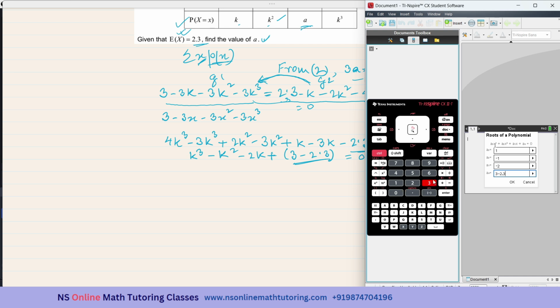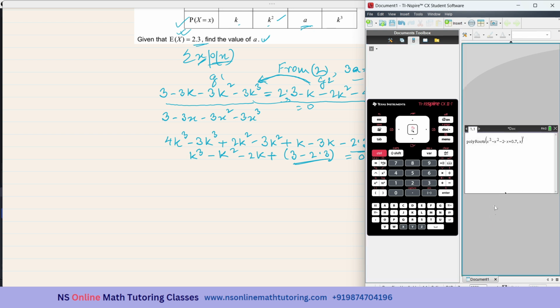And finally, the constant term, I can write 3 minus 2.3. I have not done this subtraction myself. I am just entering it this way, 3 minus 2.3. And I'm pressing OK. Fine. I have got these values. Because it is a cubic equation, the calculator has given me 3 values.